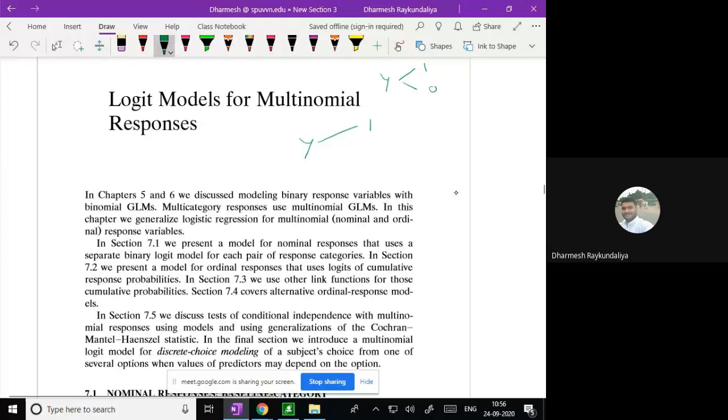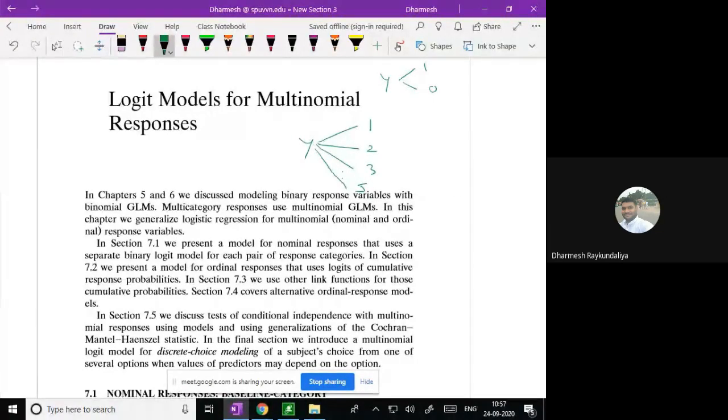So in binary logistic regression, we say that the response y has a binary response. It takes either 1 or it takes 0. But many times it happens that the response has more than one category, more than two categories. Let us say 1, 2, 3, up to let us say capital J categories. So the response can take any one of the categories.